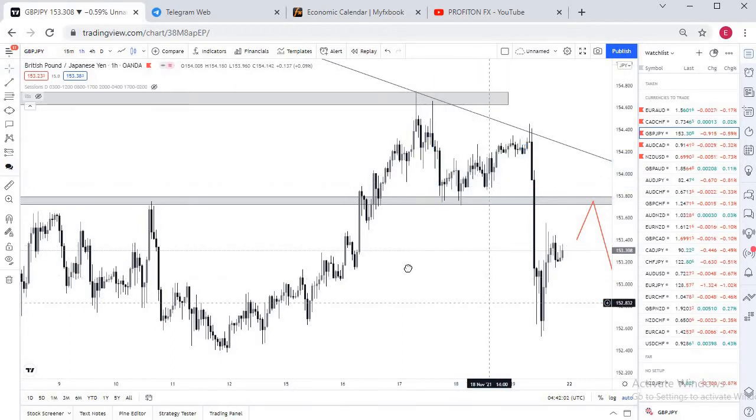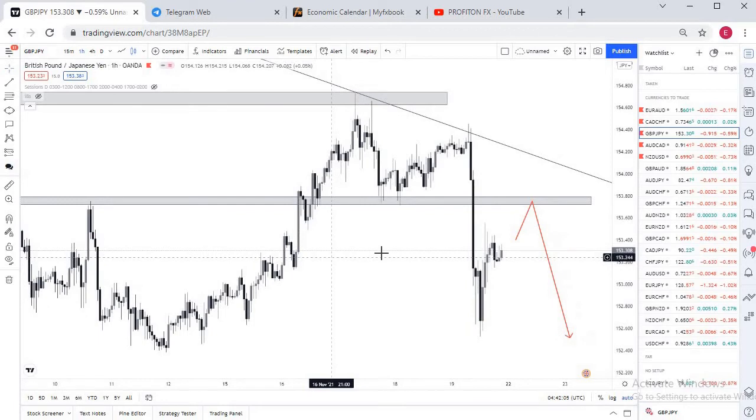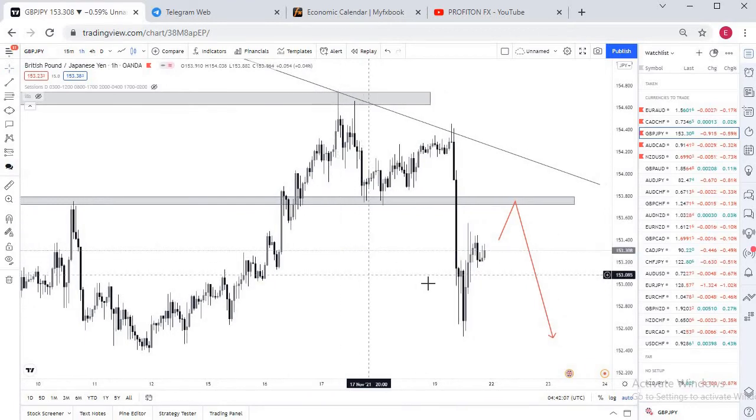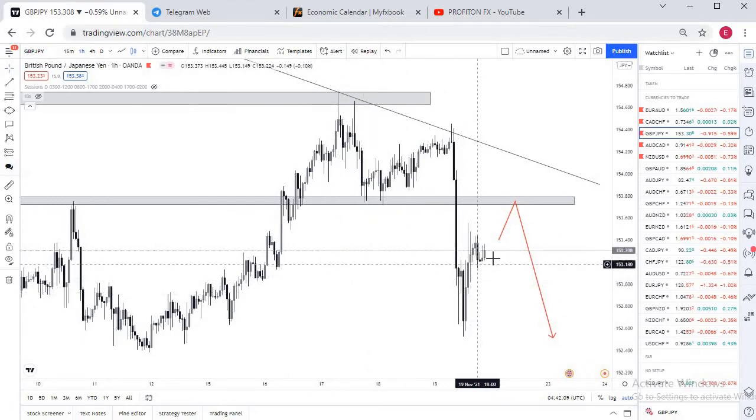But currently, we've had this bearish impulsive move. We are currently having some sort of a correction happening here, and I'll be looking to see if price will come back to this level here and reject, form a bearish momentum candle as my confirmation, and then I'll be looking to go short from that.